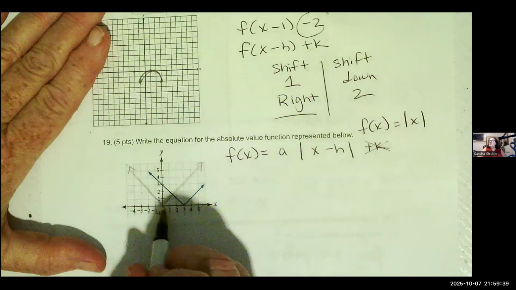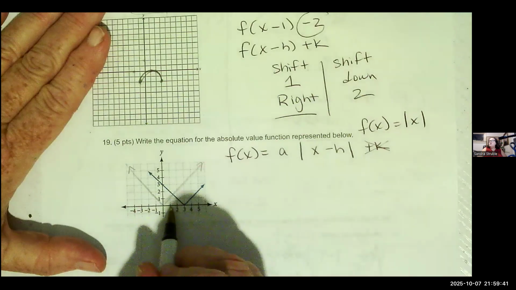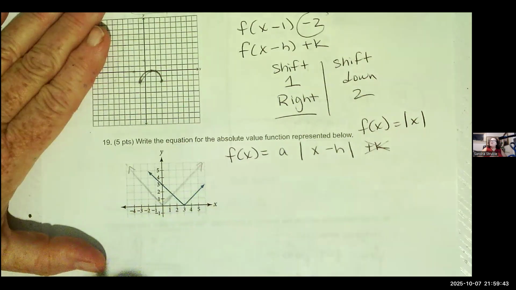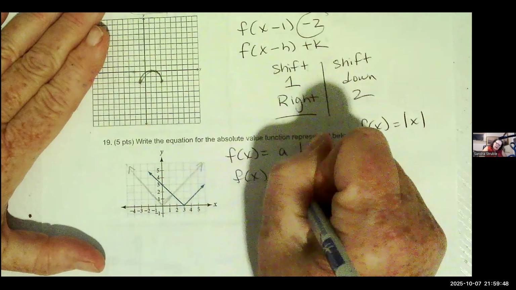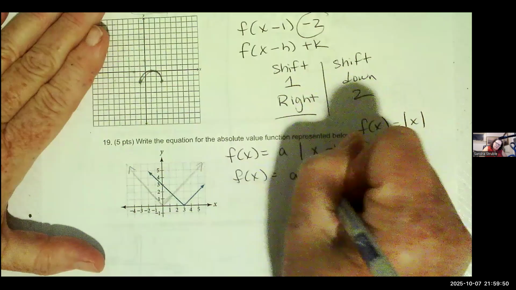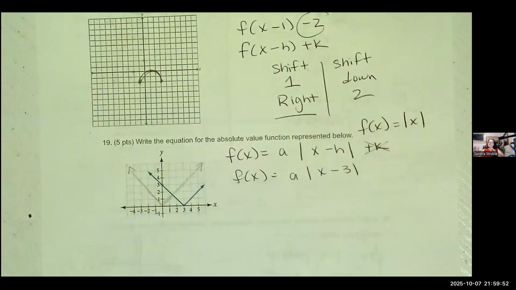I only need to worry about my horizontal shift, and it's shifted 1, 2, 3 to the right. So I'm going to have f of x is a, and then x minus 3, because it shifted 3 to the right. Now I need to find my a. There's no k because it's not shifting up or down.